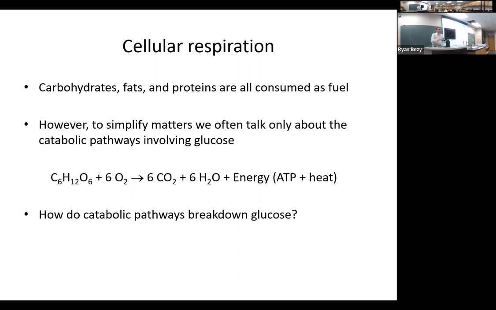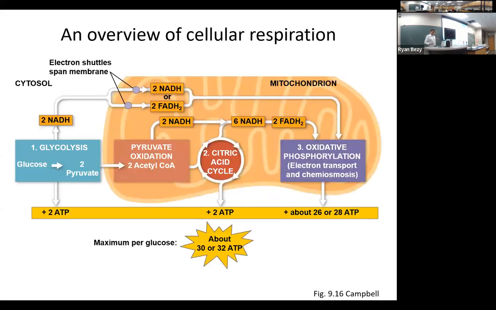Now, this is the overall summary equation of cellular respiration, and it looks fairly simple, except cellular respiration is not fairly simple. There are a lot of different steps involved in this process. And this is just what happens from the very beginning to, in essence, the very end. But there's a lot of stuff that happens in the middle. This is an overview of cellular respiration. Cellular respiration consists of 3 different main metabolic pathways.